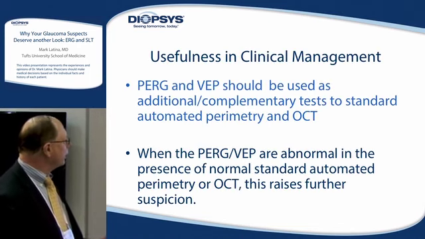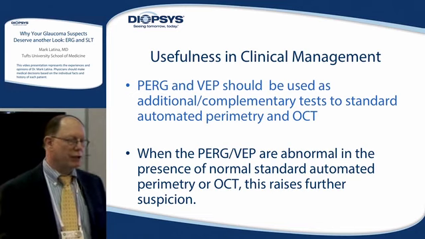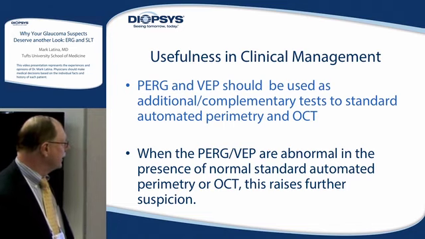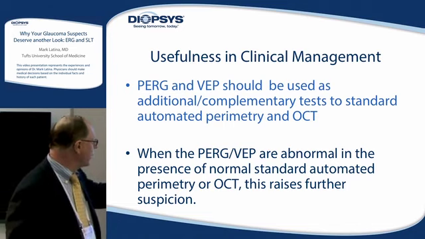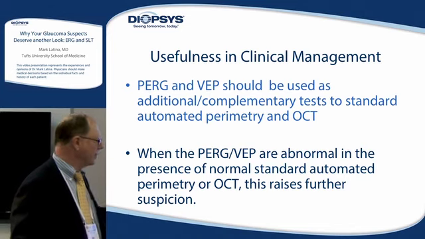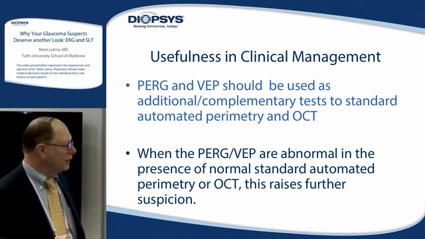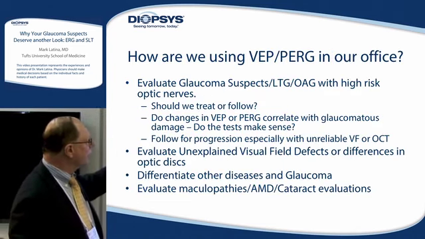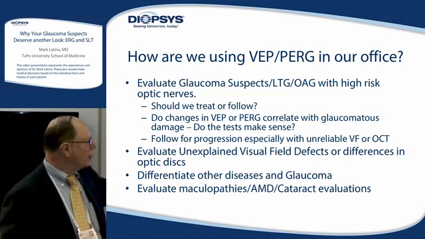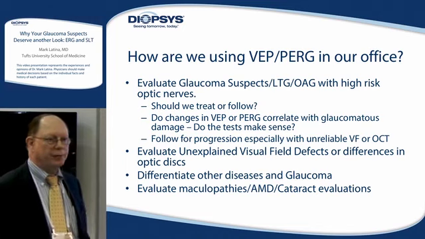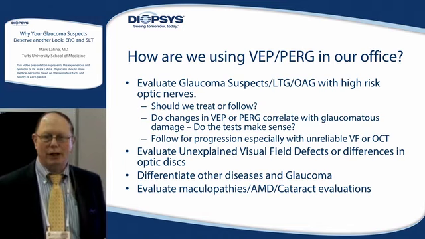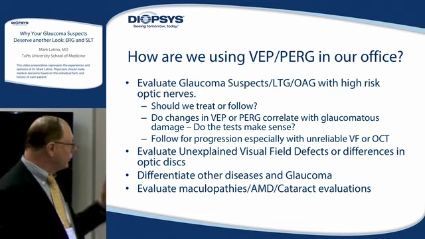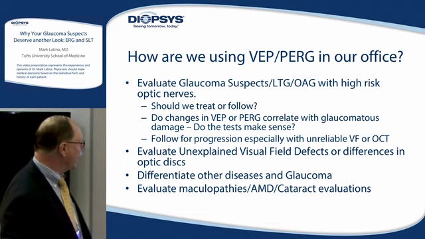Overall, its usefulness in clinical management is that it's an ancillary test. It's a complementary test to all our existing technology. When this is abnormal in the presence of normal standard automated perimetry or OCT, it raises further suspicion on how we should be treating these patients. We're using it to evaluate glaucoma suspects and low tension glaucoma patients as well. Anybody where things don't make sense, in other words, the disc doesn't make sense, the field doesn't make sense, the OCT doesn't make sense, we're using this to help guide our management.